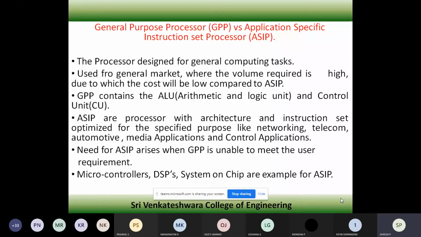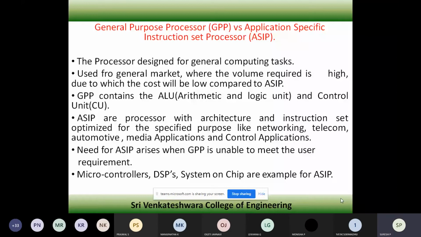If you take the general purpose processor, it also contains the ALU and control unit, the arithmetic and logic unit and the control unit. Any processor will have its own arithmetic and logic unit and control unit. Next comes the application specific instruction set processor. These are processors with their own architecture and instruction set. Now, as the name indicates, application specific instruction set processor.